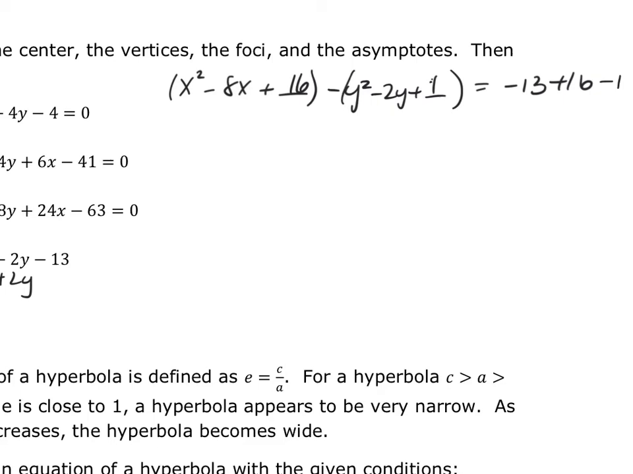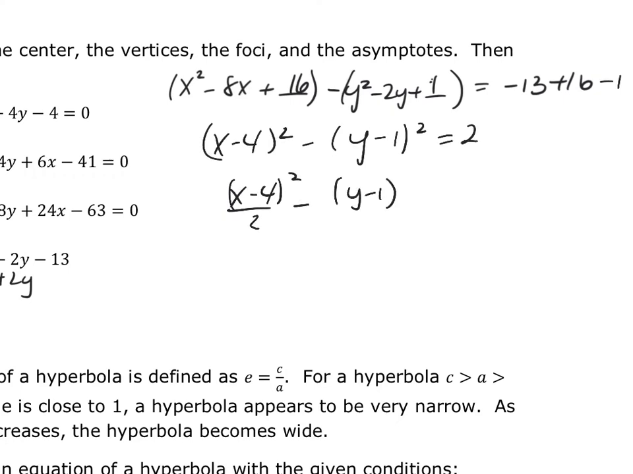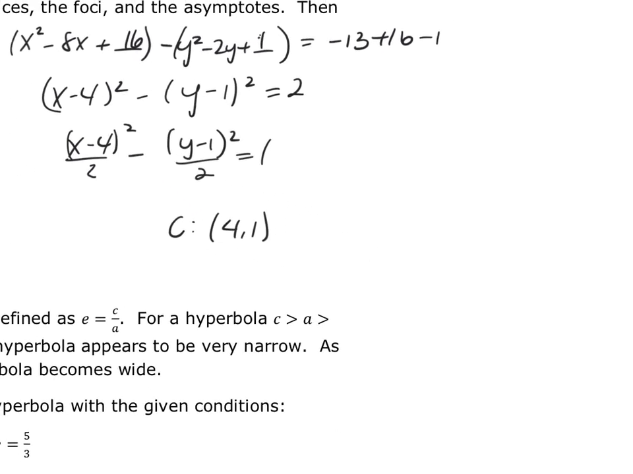So this ends up collapsing into x minus 4, the quantity squared, minus y minus 1, the quantity squared, and this equals 2, right? So I get 2, divide everything by 2, and I get x minus 4 squared over 2 minus y minus 1 squared over 2 is equal to 1. My center is at 4, 1. Which way am I orientated on this?